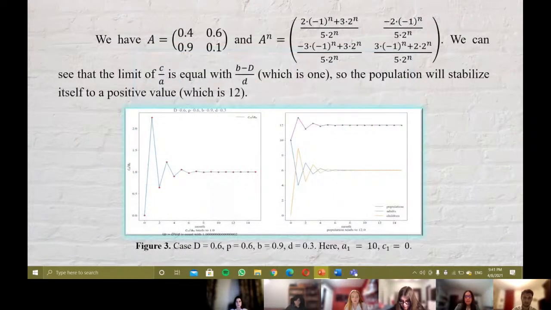Here we have the following matrix for which A at the n power is equal with the formula shown on the screen. We can notice that the limit of C divided by A is equal with B minus capital D divided by D, which is 1. So the population will stabilize itself to 12, a positive value.